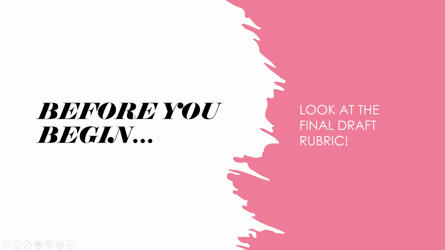So, before you start the revision process, which comes first before the proofreading process, the thing you need to look at is the final draft rubric. This is already posted online on Canvas for you. Make sure that you look this up so you know exactly what you are getting graded on, how much each of those sections are worth, and what all you need to have in order to get full credit.